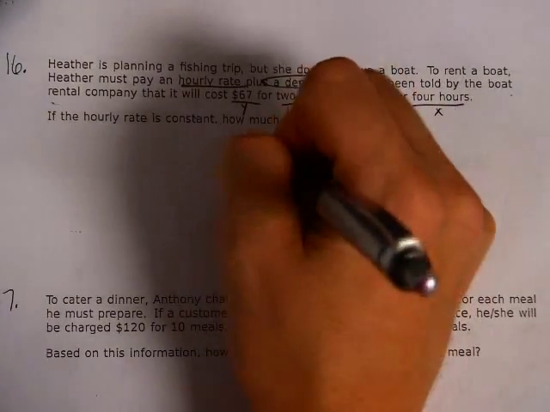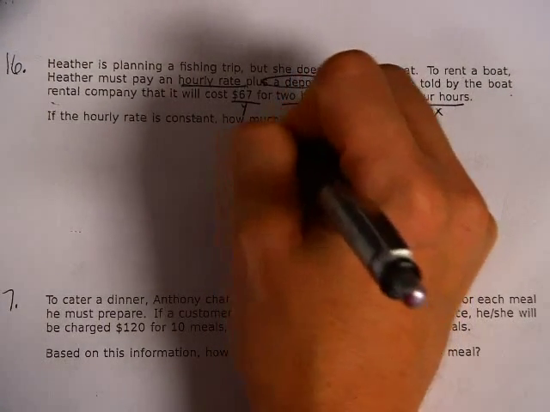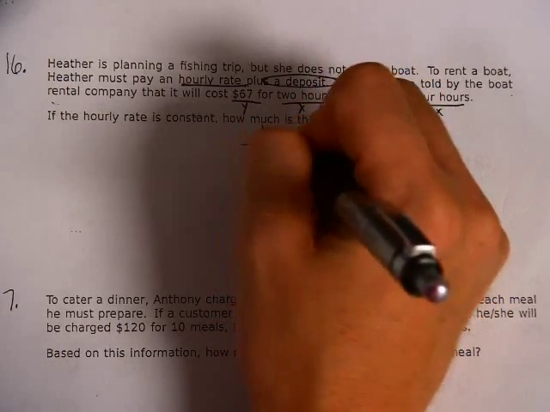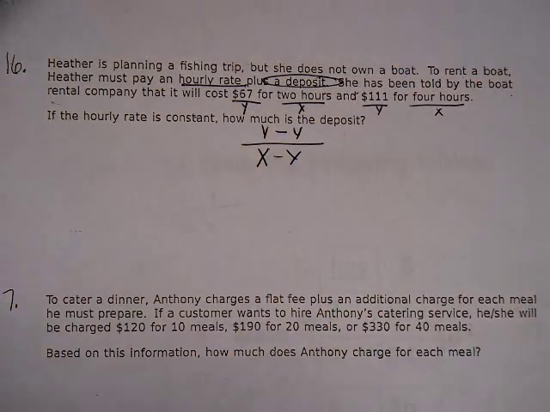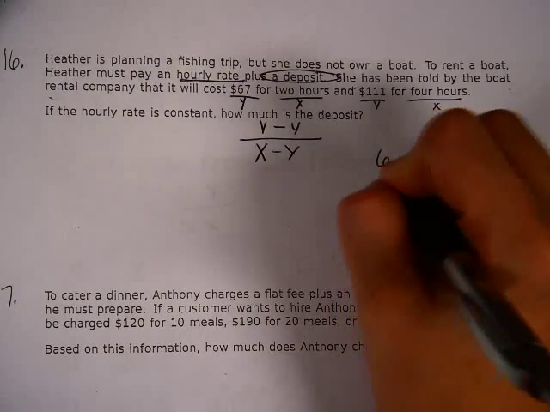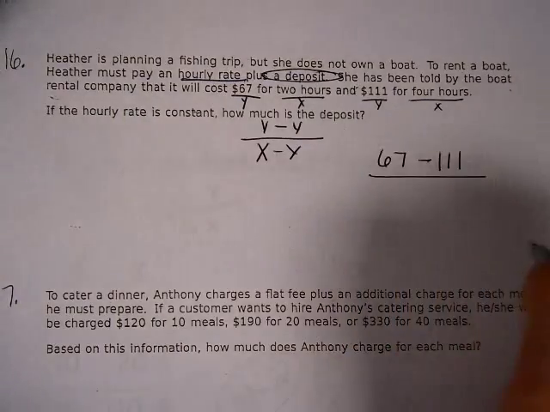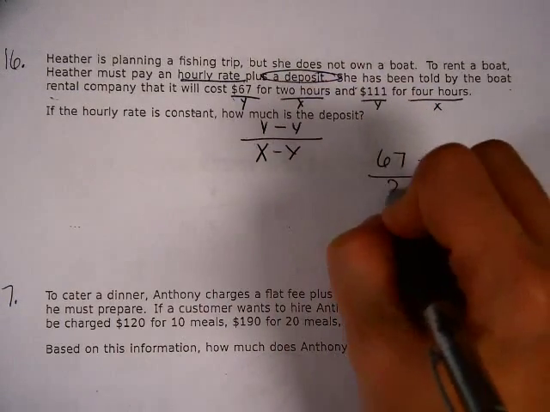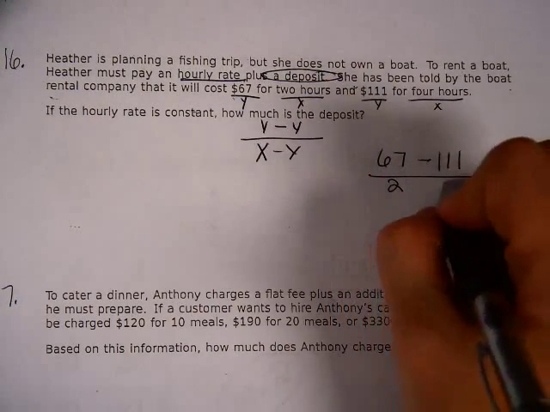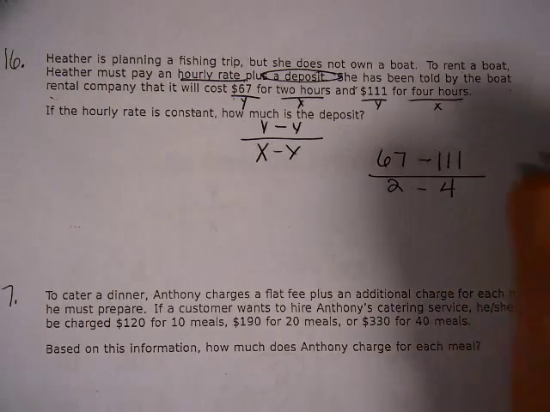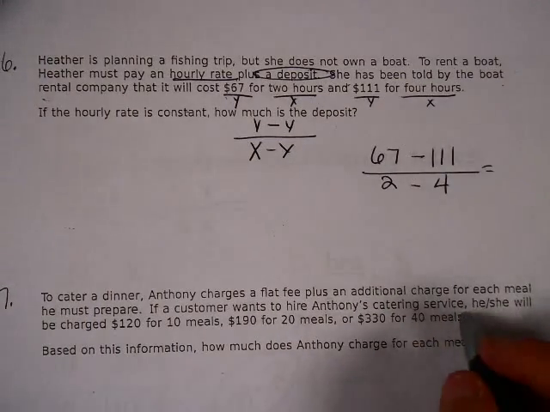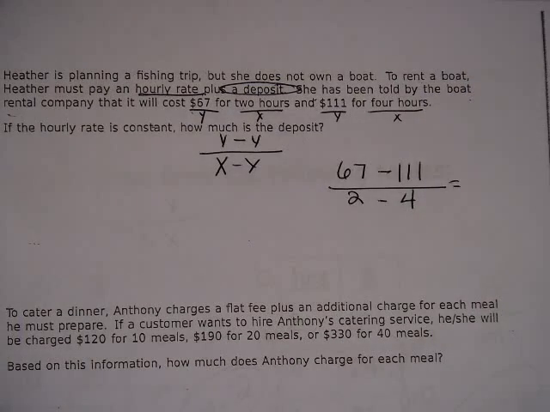Okay, so we're going to do Y minus Y over X minus X because we're given 4 things and we don't have a table, we don't have a grid, we have nothing but those 2 points. So we're going to have to go 67 minus the 111 over 67 is 2 hours and this is 4 hours. And so this is going to get me how much it is per hour.